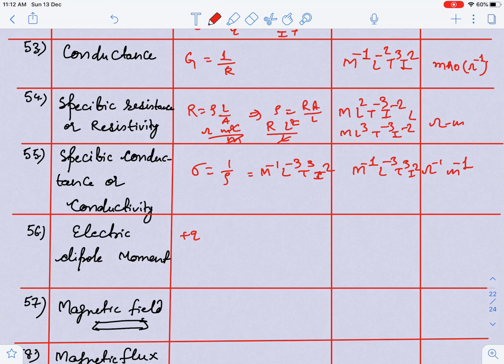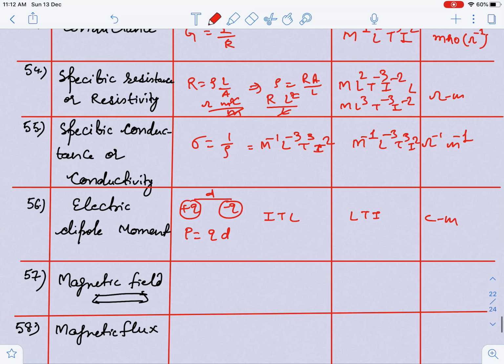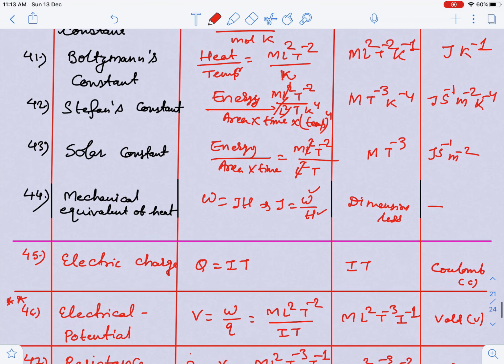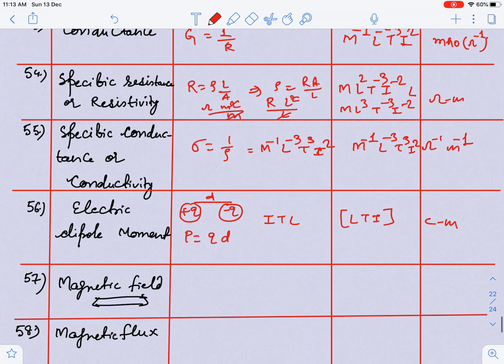Electric dipole: when two equal and opposite charges are kept at a very small separation, this combination forms a dipole, guys. So dipole can be written as Q into D. Q is I into T and D is L, so L T I. You can remember it as left hand thumb impression, guys, LTI. So that is LTI, the dimension of electric dipole moment, and coulomb meter is the unit. Usually we write dimension in a square bracket, but I am not writing in a square bracket for anything. So you can use square brackets to write down these things, guys.